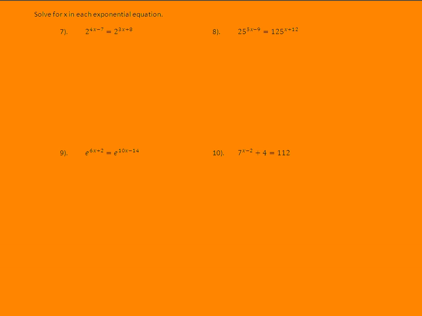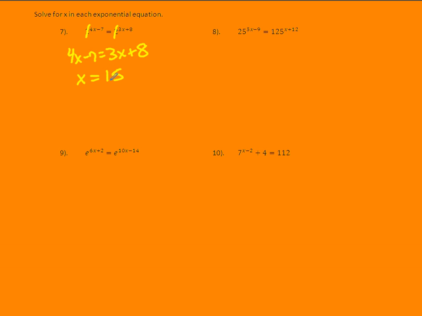Alright, for these kind, actually solving them, what we first need to look for are the bases on both sides being the same. If so, I can just get rid of them and set the exponents equal to each other. So 4x minus 7 equals 3x plus 8. Subtract 3x over and add 7 over. I should get x equals 15 for my answer.